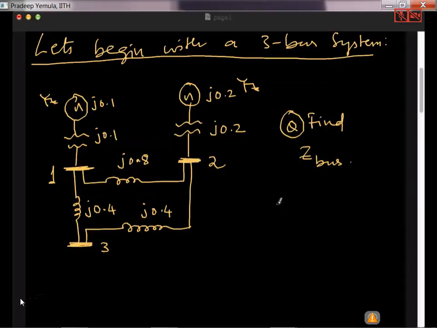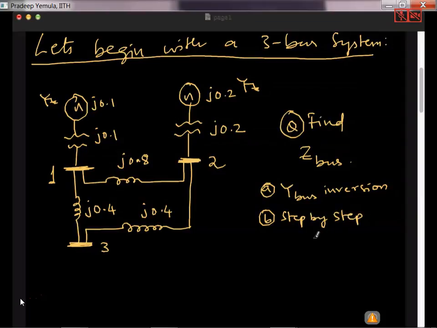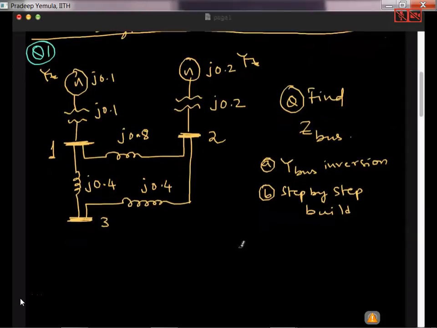So how do you find Z bus? Case A: Y bus inversion, and case B: step by step. So I can build it step by step, or I can first find the Y bus and then invert the Y bus. We have done this several times. The more practice we have, the better it is, as I have been saying. So this is the first question. So let's do the Y bus inversion method.